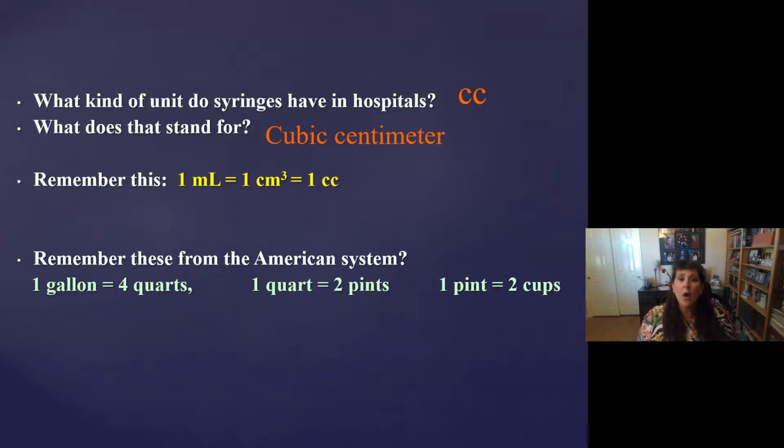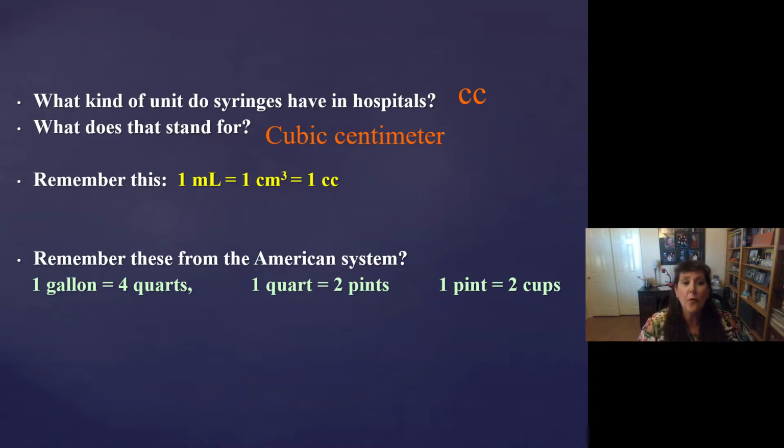Now, you may not know, a cubic centimeter is the same thing as a milliliter. So remember this, a milliliter is a cubic centimeter, is a cc. Those are all the same. So if I have 9.8 cc's, how many milliliters is that? 9.8, because they're the same. Yeah, very good.